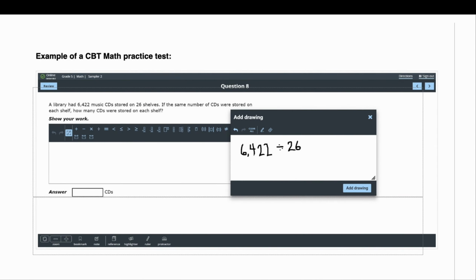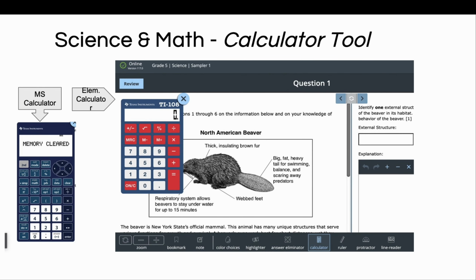This is an example of a CBT math practice test. This is an example of the calculator tool online. This could be something we talk about when ordering materials for the following years.